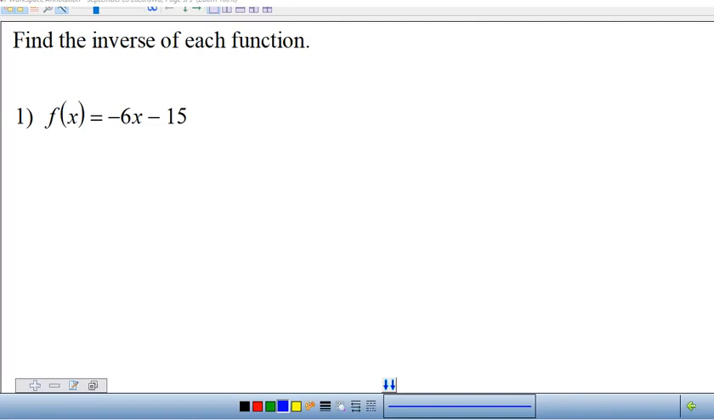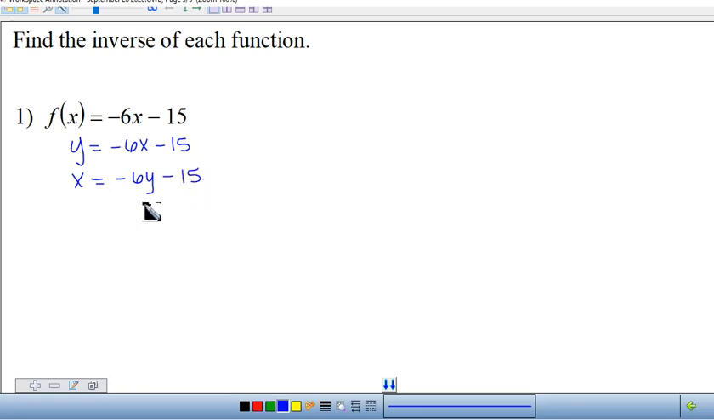In order to find the inverse of a function, the first step is to take the function f of x, or whatever else is listed, and change it to a y. So we will write this as y equals negative 6x minus 15. Now, you're going to take your variables, and you're going to swap the x and the y. Only the x and the y will move. None of the numbers will move. They will all remain in their original places. So now I have x equals negative 6y minus 15.